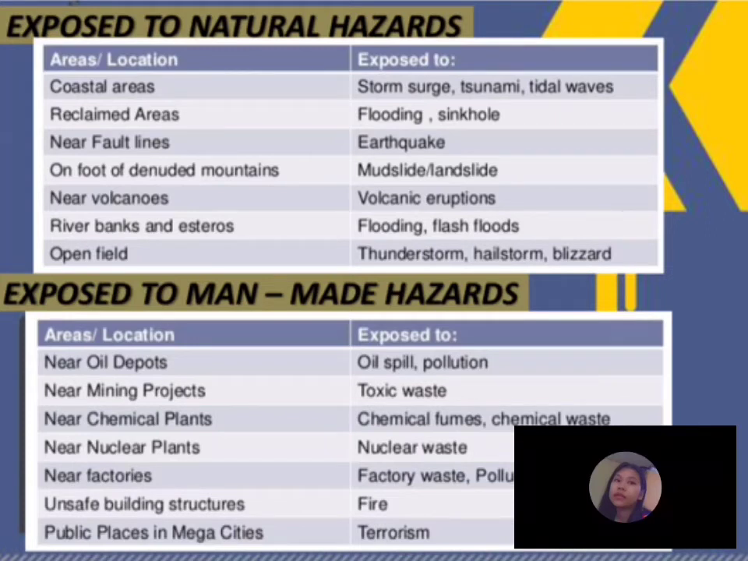So why do we need to know whether an area or location is exposed to hazards? It is important to identify areas and locations that are exposed to hazards so that we can assess the risks and minimize the damage that they may cause. We cannot prevent a disaster to happen, but we can minimize the damage that they may cause.